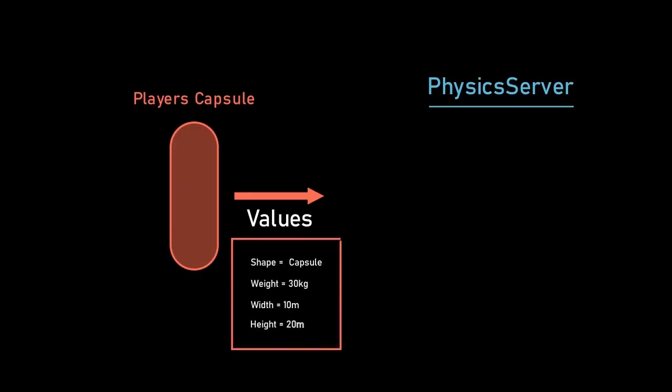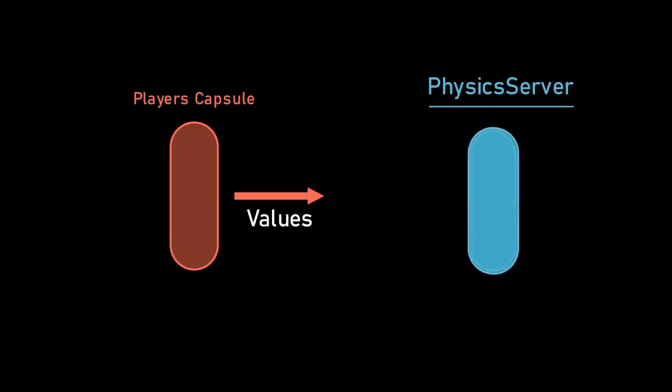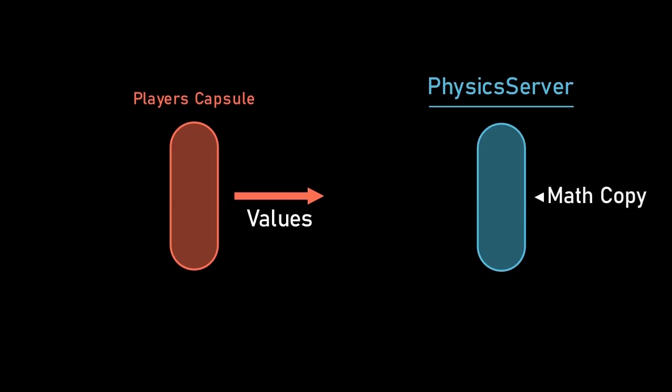And physics server then creates a physics body, which I like to think is a mathematical copy of the player's capsule. Now physics server sends this RID to the player's capsule and says, whenever you need calculations, show me the RID so I can then find the same RID on my side and use the math copy that this RID points to in physics server.